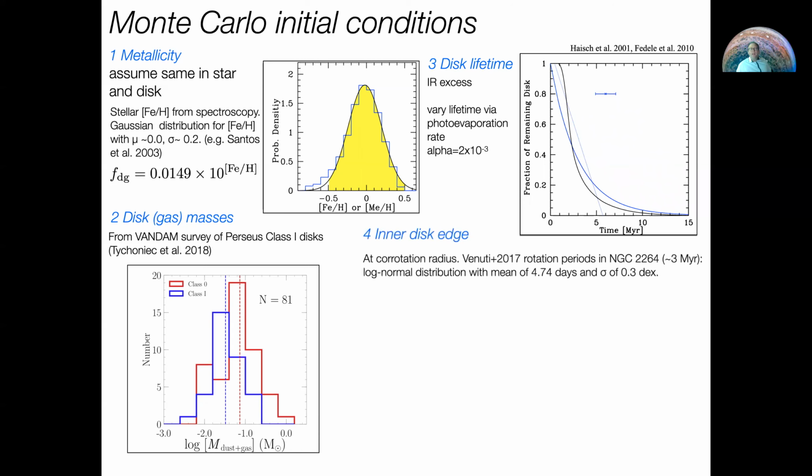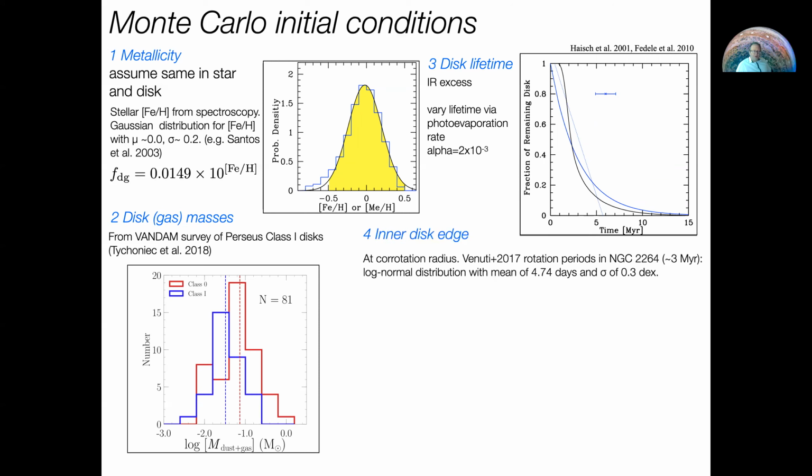And the fourth initial condition can, for example, also be the inner edge of the disk, which can be set to the co-rotation radius, which can then be derived from observed rotation periods in young star-forming regions.